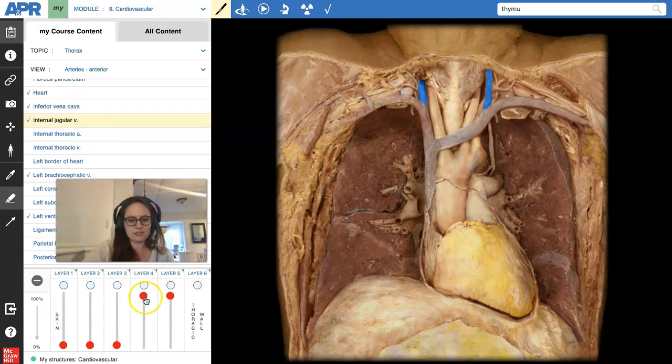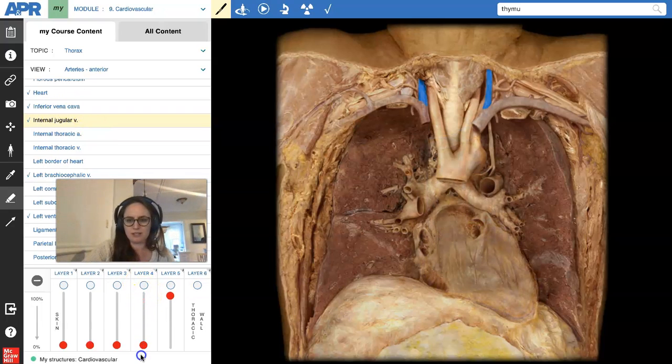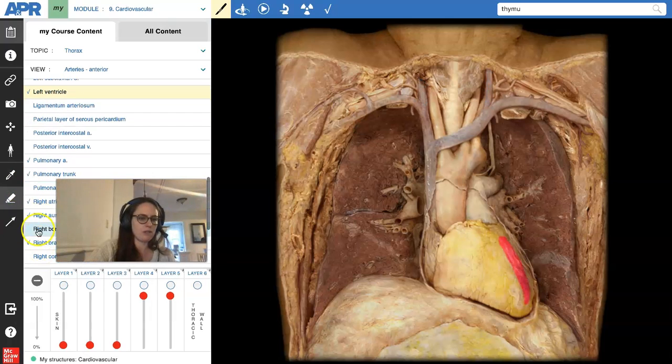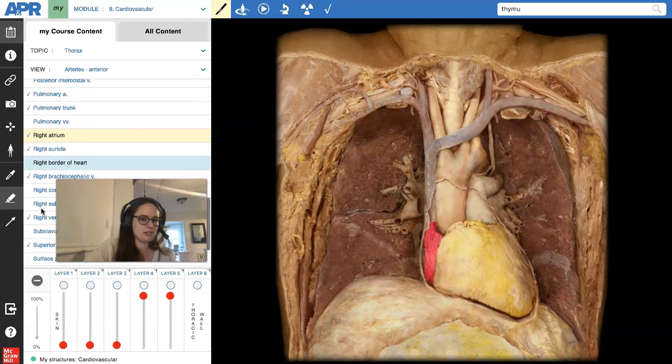While we are here, let's go down a layer and recognize... we just got rid of the heart completely, didn't we? We can recognize the superficial structures of the heart. This is the right atrium. This will be the right ventricle. This will be the left ventricle. Left atrium is going to be tucked away behind that pulmonary trunk, so you're not going to get a good view. Left ventricle, right atrium, right ventricle. There you go.